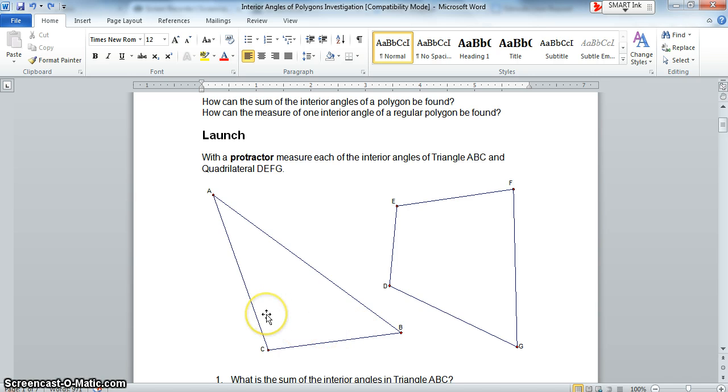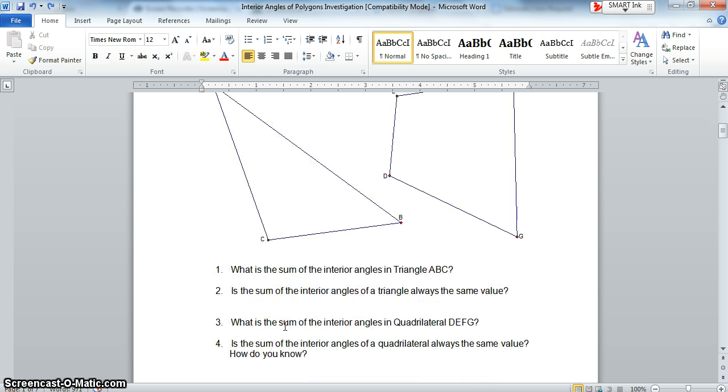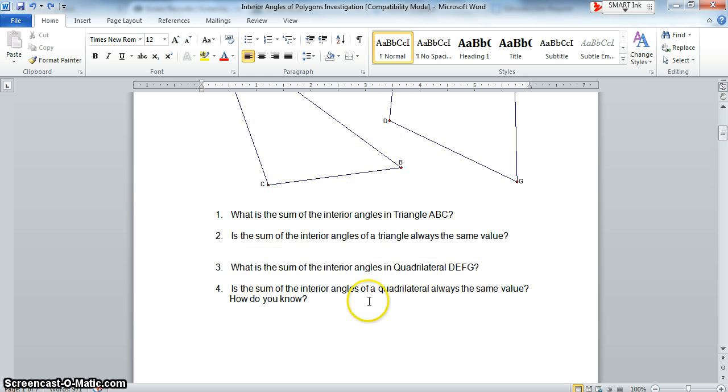We're going to use that fact to help us investigate the angle sum of really any polygon, no matter how many sides it has. And there's going to be a nice little formula at the end of this assignment so that, knowing the number of sides a polygon has, we can find out instantly what the angles are going to add up to. So the way this investigation is going to work, let's go through these questions, 1 through 4.